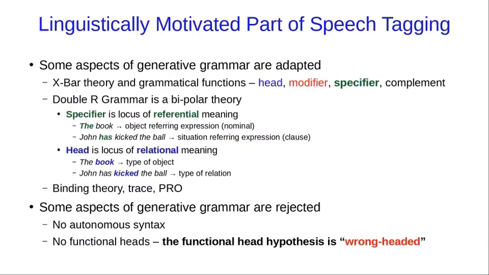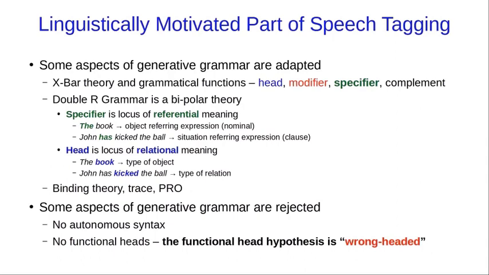We also incorporate some aspects of generative grammar. In particular, we make use of X-bar theory and the grammatical functions head, modifier, specifier, and complement. However, double R grammar is a bipolar theory in which the specifier is the locus of relational meaning. In the expression the book, the specifier the determines that the expression is an object referring expression.